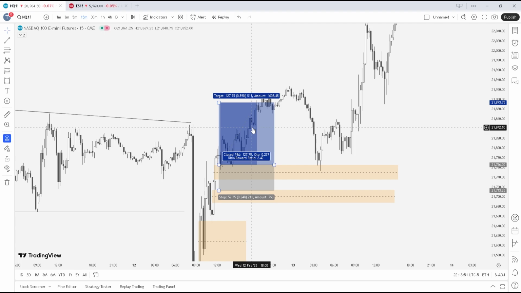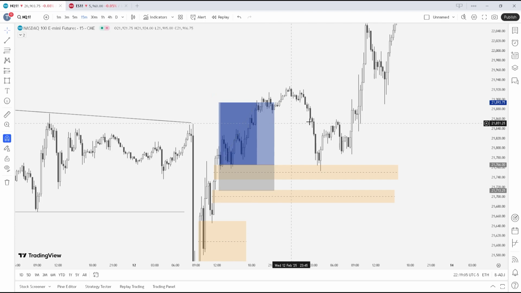Because I mean, as I said, you don't need huge 10R, 15R, 20R trades. You just need to consistently bang out these 2R, 2.5R, 3R trades. And if you can do that, then you'll definitely become a profitable trader.